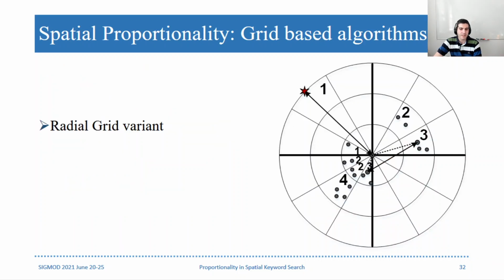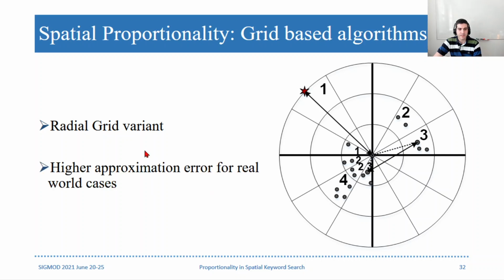We also investigate the variation using a radial grid. However, this suffered from a worse approximation error due to the larger radial cell sizes in areas further from the query.